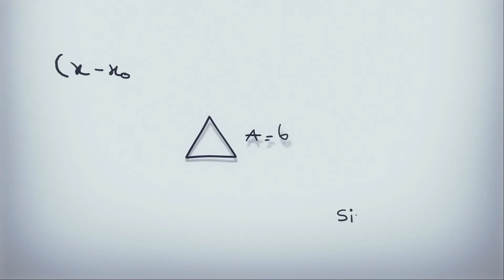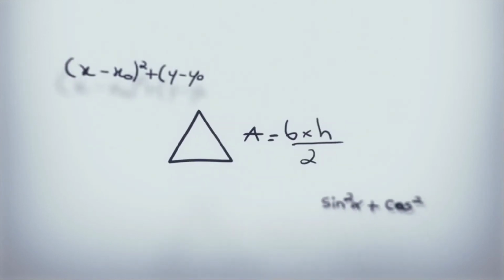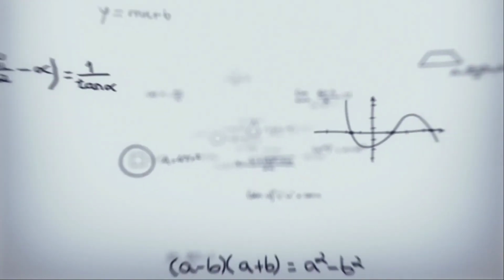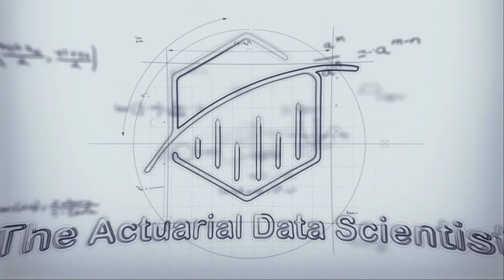By the end of this video, we'll know how to convert the comparison of two Poissons into a binomial distribution. Let's get started.